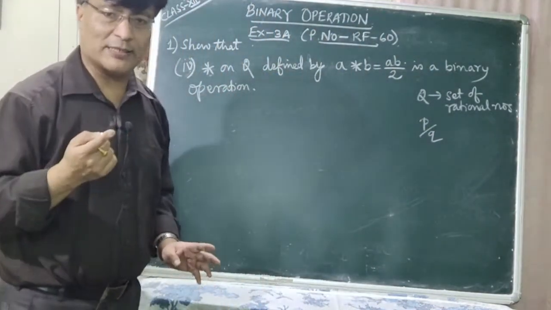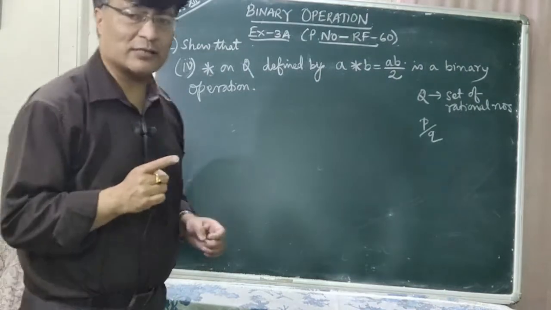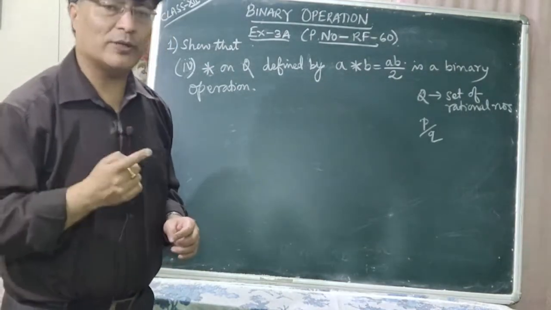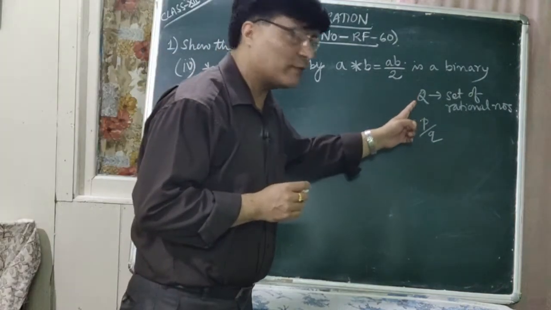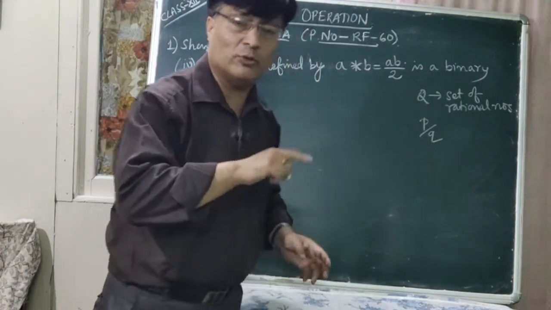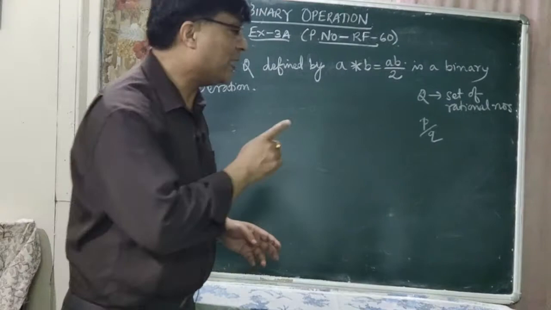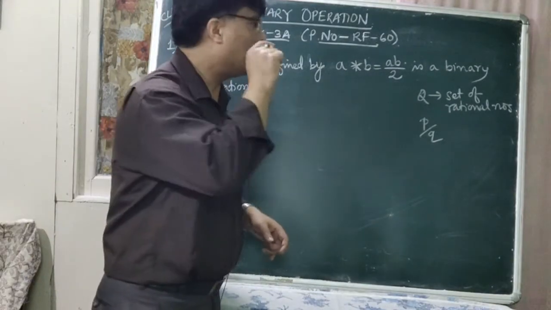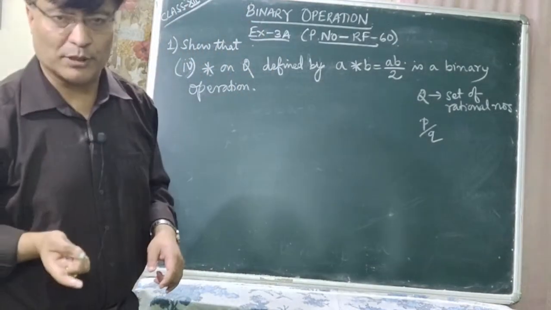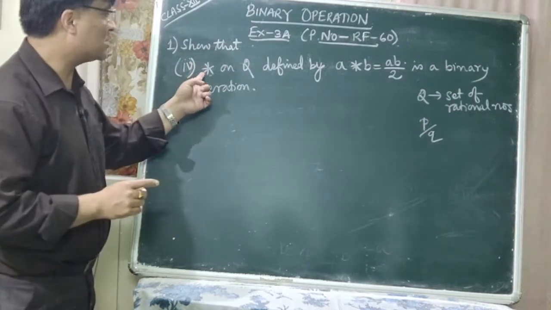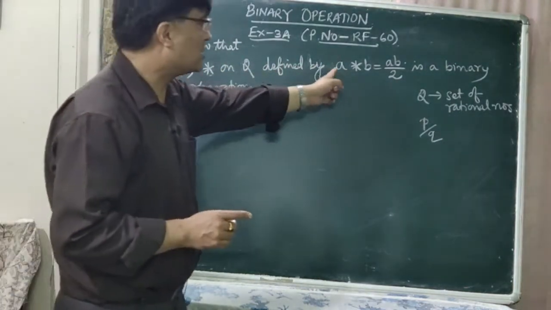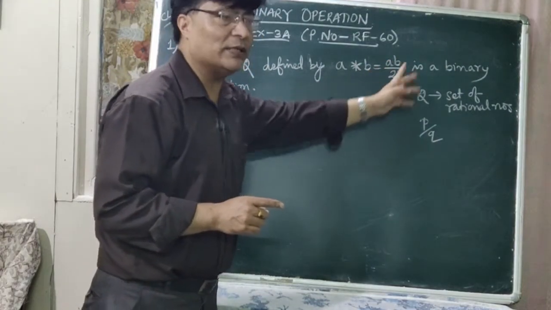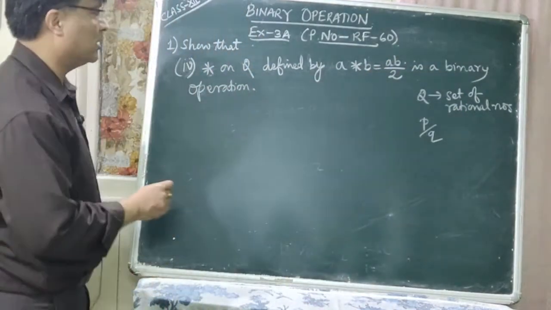You know that, isn't it? I told you about rational numbers in class 11 while doing mathematical reasoning. So a number of the form P by Q, where Q is not equal to 0 and P and Q are prime to each other, is known as a rational number. So here star on the set of rational numbers defined by A star B is equal to AB by 2 is a binary operation.